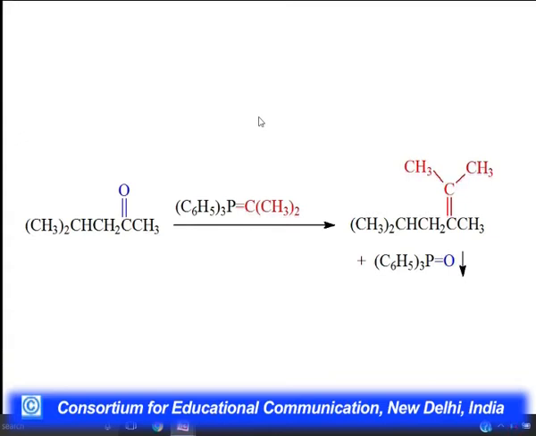So if they do not ask us the mechanism, what you have to remember is that you simply break the bond between carbon and oxygen, and we attach this oxygen to the phosphorus moiety, the triphenyl phosphorus, resulting in the formation of triphenyl phosphine oxide. The alkyl portion with the carbon having a double bond will be attached to the carbonyl part from the aldehyde part, resulting in the formation of an alkene.